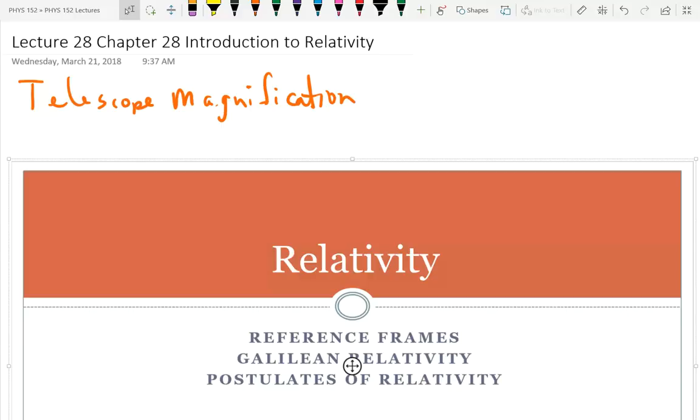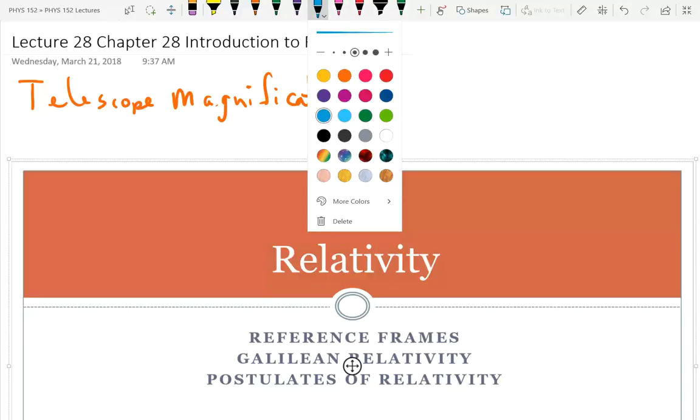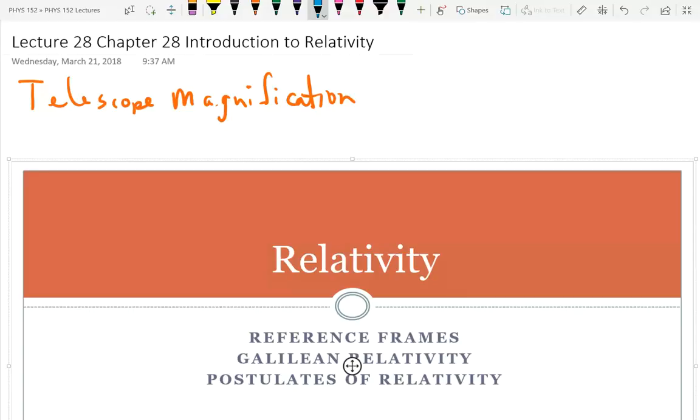Remember, my mind completely went blank and I couldn't remember how to do the telescope magnification. That evening, I was talking to my wife and said, it's so embarrassing. I couldn't remember something so easy. And then, of course, it pops into my brain. And you'll see right here, it really is easy.